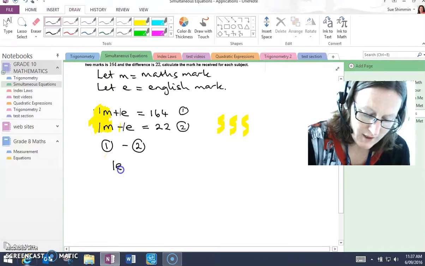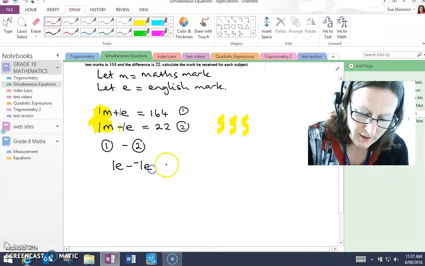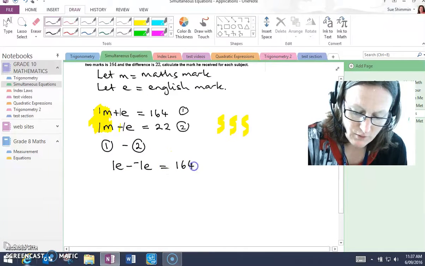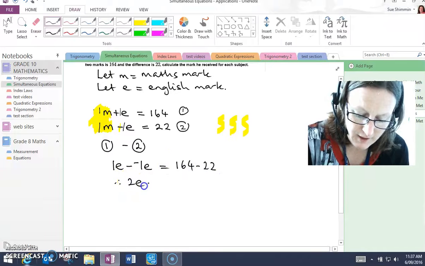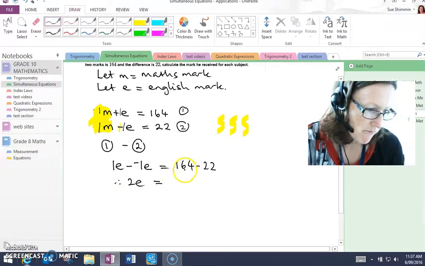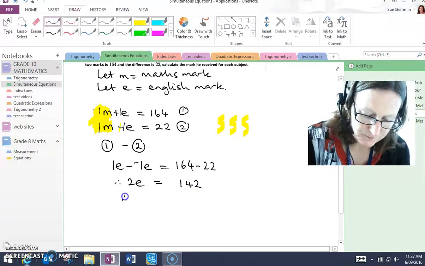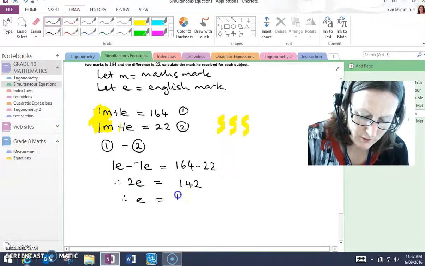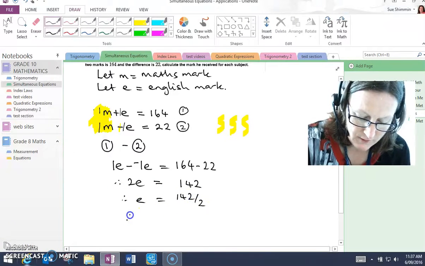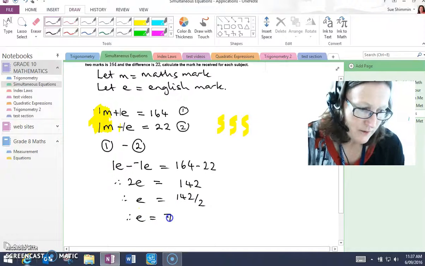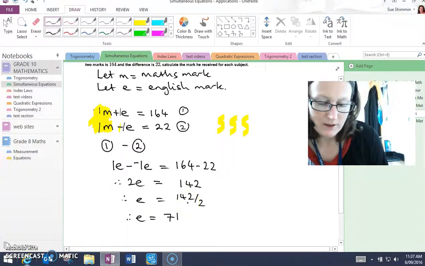Then I've got 1E subtract minus 1E, and I've got 164 subtract 22. This becomes 2E, this becomes 142, divide by 2, so E is 71. So in other words, Ashley got 71 for English.